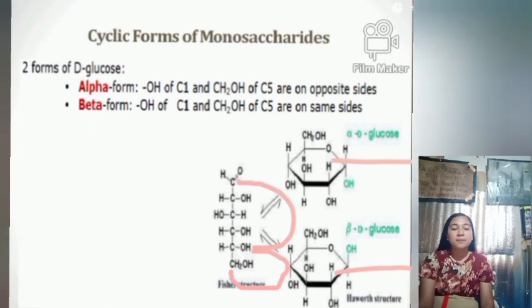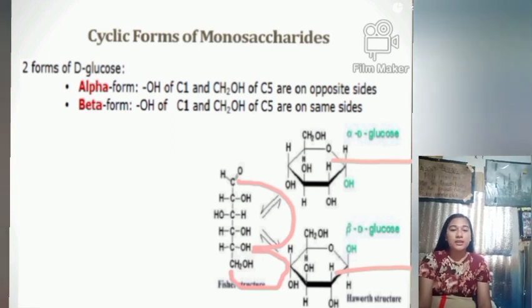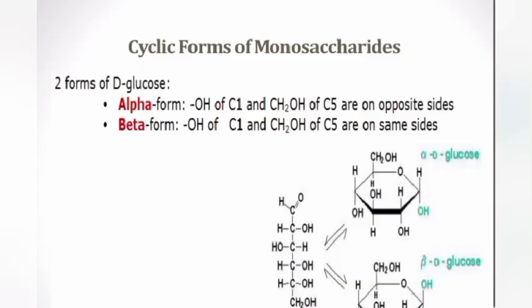If this hydroxyl group attacks the upper carbon, we create the alpha form. If this hydroxyl group attacks the lower carbon, we create the beta form. So these are the two forms of glucose, the alpha and beta forms. We can identify an alpha form if the OH of C1 and the hydroxymethyl group of C5 are on opposite sides. In the beta form, the OH of C1 and the hydroxymethyl of C5 are on the same side.